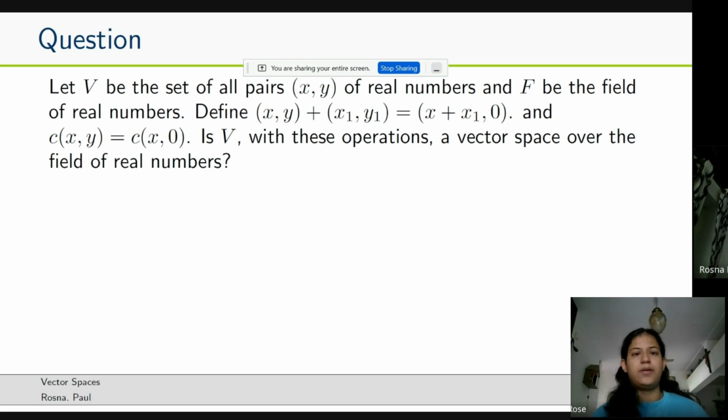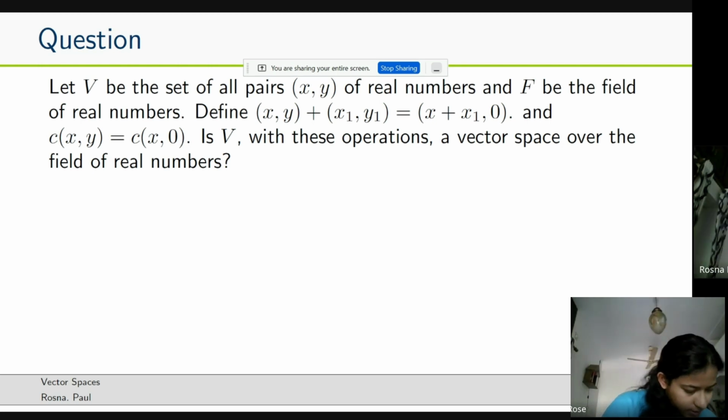So what do you think about this example? Is it a vector space or not? You can answer in the comments. Let me try to see whether.